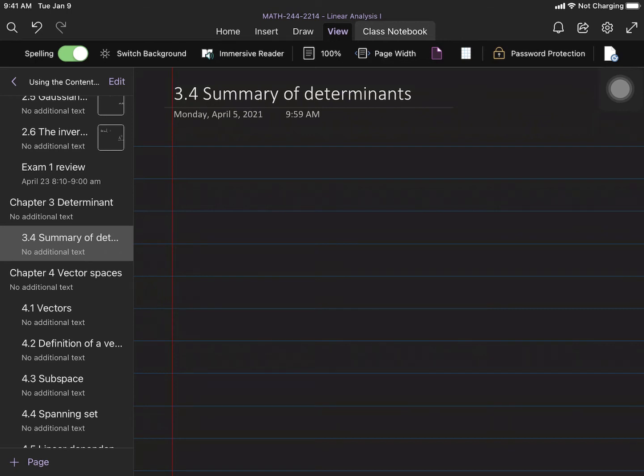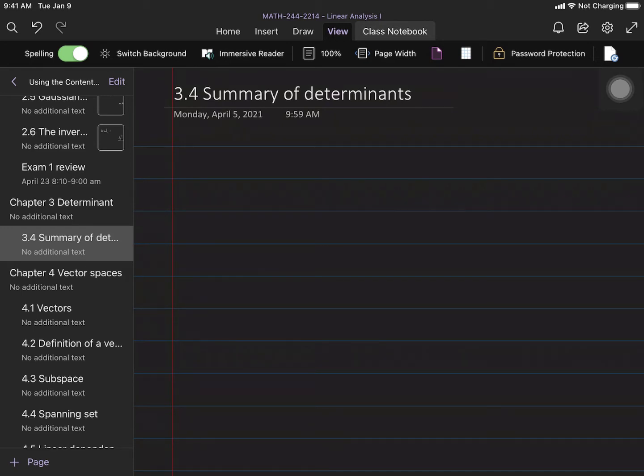Hello. Today we're going to start chapter 3, which is determinant. In this chapter, we are only going to do 3.4, which is summary of determinant. So we just need to know how to calculate determinant for a given matrix. The matrix may be 3 by 3, 5 by 5, maybe larger ones. So this is more general.